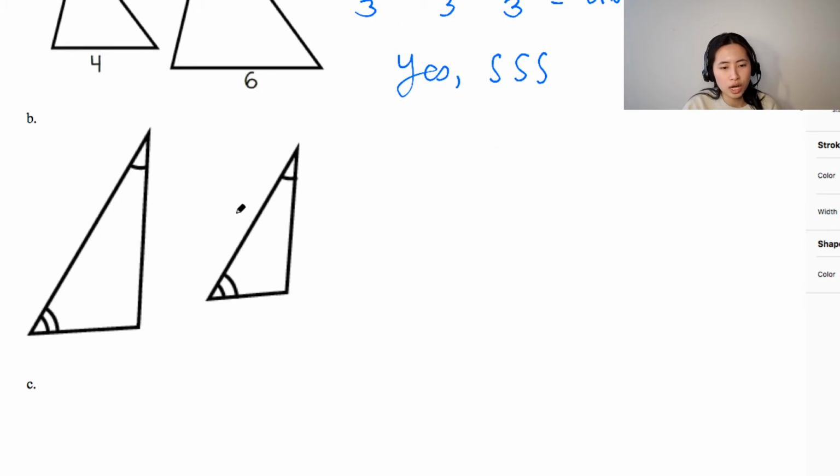Okay, so this one, I don't think you need to really solve for anything. We can just say this is a yes. And based on the figure, we can say that these two triangles are similar. Why? Because of angle, angle, angle.